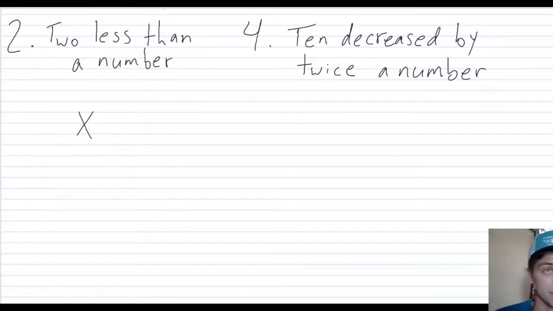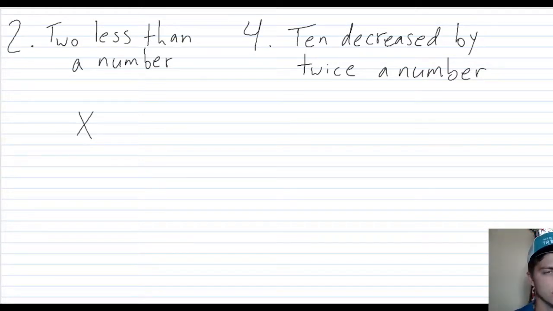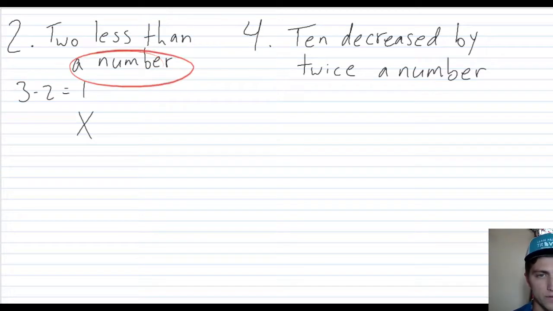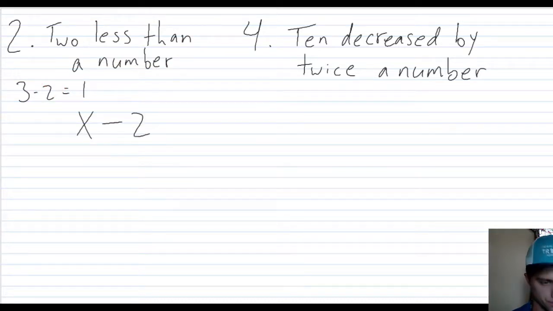So let's use an example that we can do easily. Let's replace this number with something we already know. So let's say 2 less than 3. What is 2 less than 3? 2 less than 3 is 1. So how do we set up that problem? We would set it up 3 minus 2 equals 1. So this tells us that a number would come first, and then 2 less than would be the second thing in that phrase. So for this case, 2 less than a number, we do x minus 2.